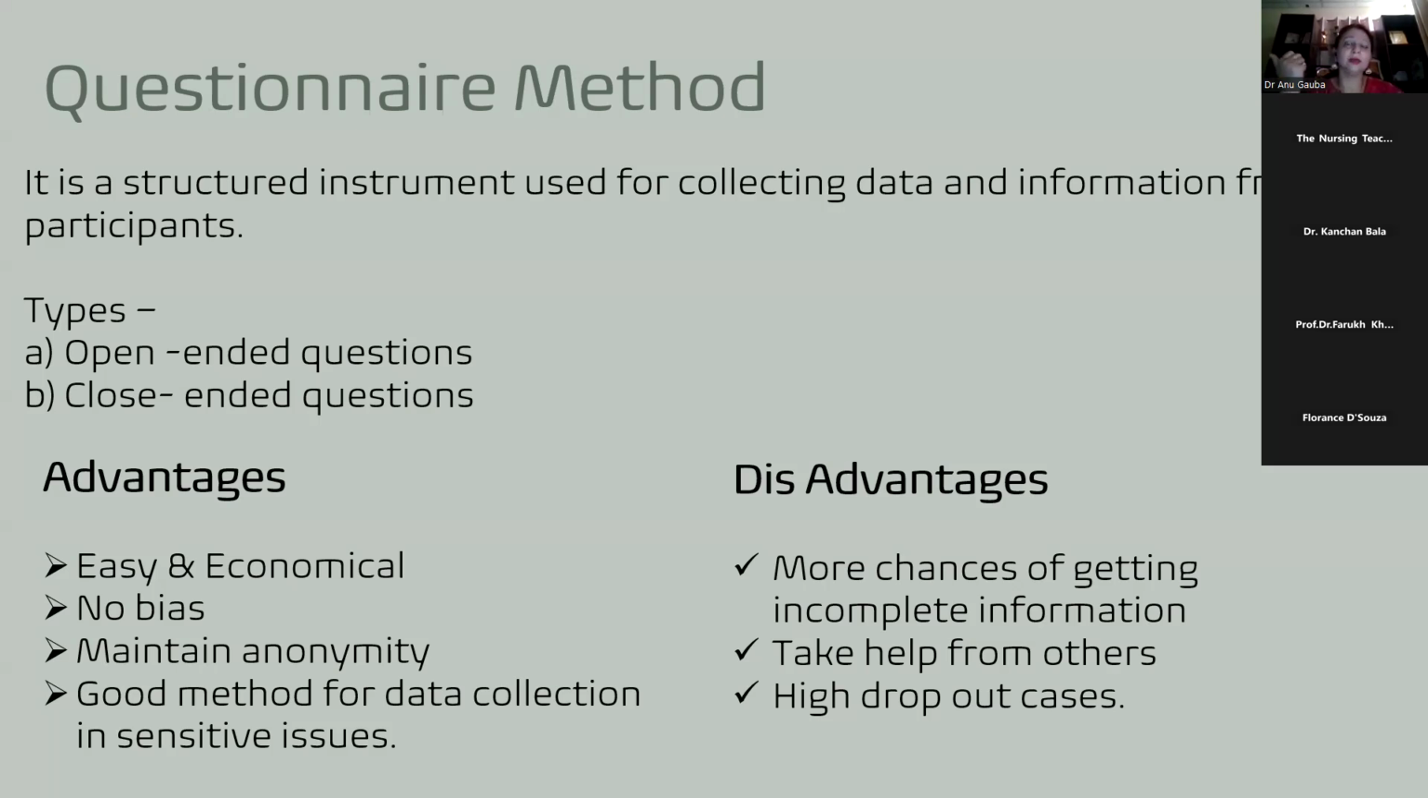And this is a very good method if you want to collect data on a sensitive issue. For example, 6 or 7 months back, I conducted one research on female feticide. I visited around 150 families in the public health sector, and only about 50 families shared their data with me. So if you really want to collect data on sensitive issues, this is the best method: the questionnaire method.